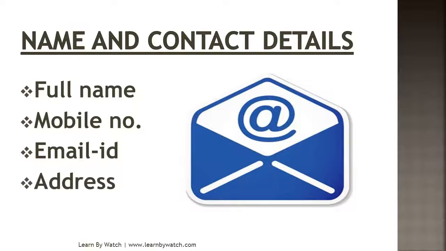Next is address. Write your temporary or permanent address, whichever you are living at currently. Write your current address so that the company can communicate with you through courier also. They can send you a call letter also. So these are the 4 points which are very important to cover in your name and contact details: full name, mobile number, email ID and address. Try to keep the sequence as I have written here.